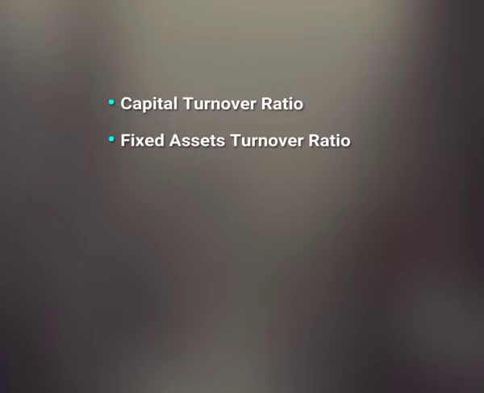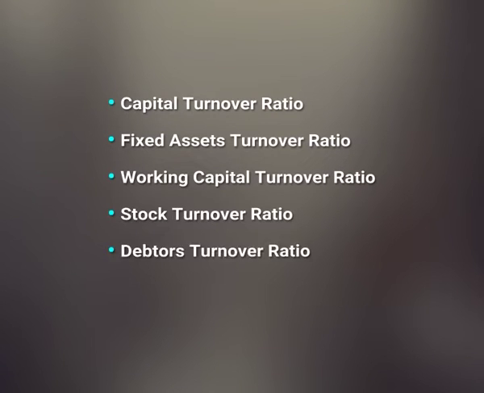The business would be more profitable if greater turnover is achieved with lesser use of funds. In other words, a high turnover ratio indicates a better use of capital or resources. The important activity ratios are capital turnover ratio, fixed assets turnover ratio, working capital turnover ratio, stock turnover ratio, debtors turnover ratio, creditors turnover ratio.